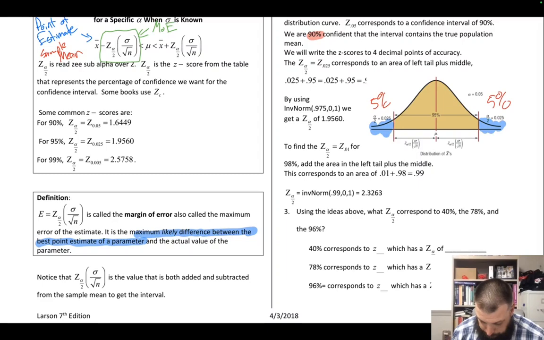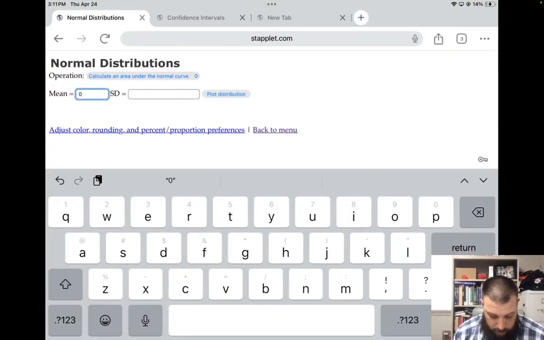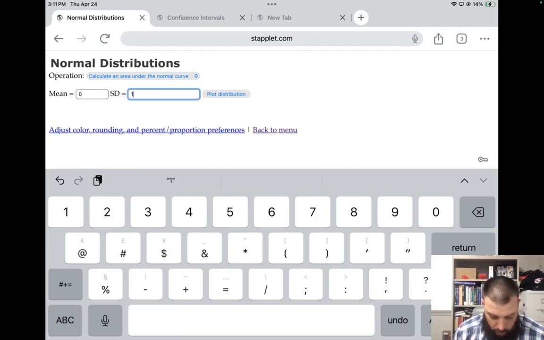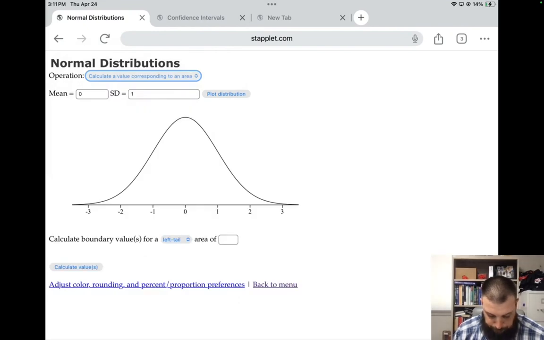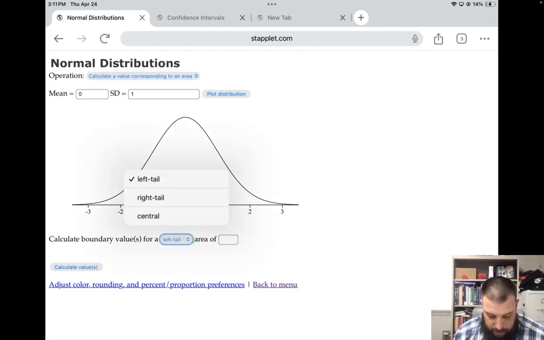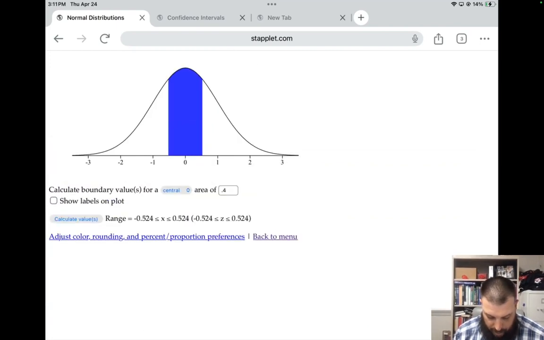So we've got Stapplet. We'll go here. Our mean, because we're normalizing this, is going to be 0. Our standard deviation is just going to be 1. We're going to calculate a value corresponding to an area. We get a normal distribution there with 0, 1, 2, 3. Everything's been standardized. We want the central portion, and within that central portion I want 40%, which we convert to a decimal as 0.4. We calculate that value, and it gives us our range. We're just going to do the positive side of that.